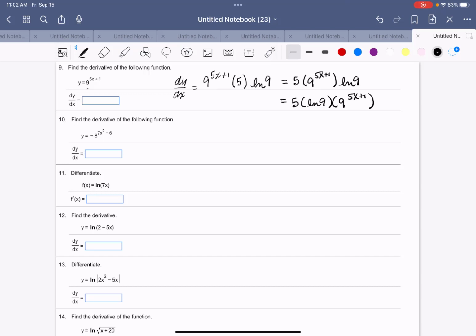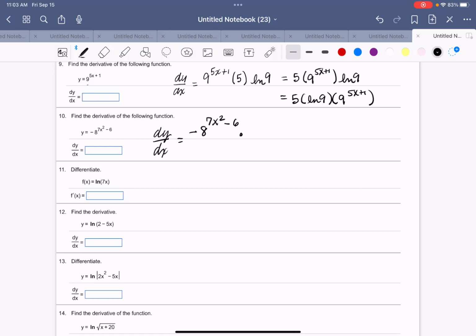Example number 10, find the derivative of the following function. We have y equals negative 8 to the 7x squared minus 6. So to do our derivative here, we need to copy the original function, the opposite of 8 to the power 7x squared minus 6, times the derivative of the exponent. This is the chain rule part, 14x, and then the natural log of the base.